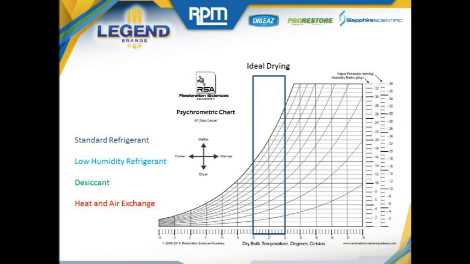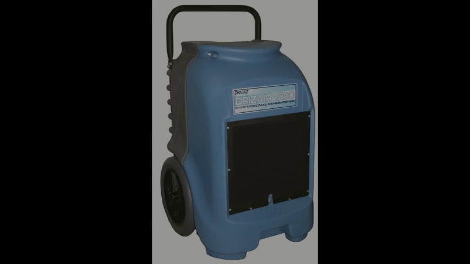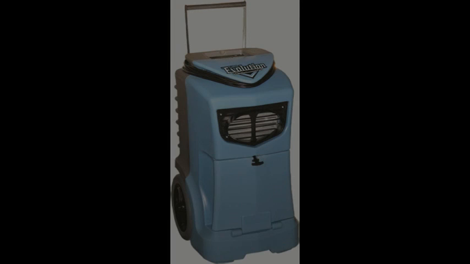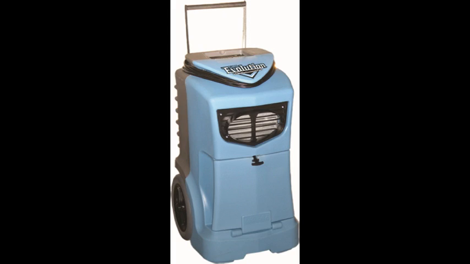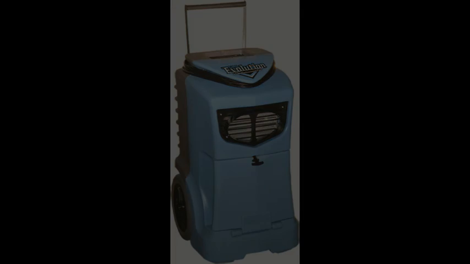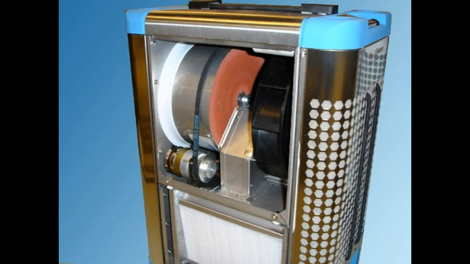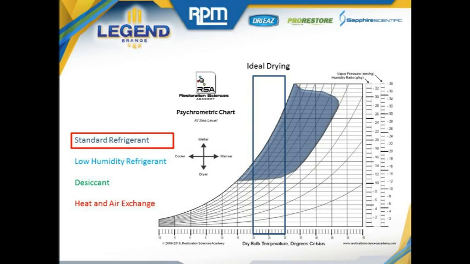The predominant drying technologies in the restoration industry are the standard refrigerant dehumidifier, the low humidity refrigerant dehumidifier, sometimes called an LGR, desiccant dehumidification, and heat and air exchange. Overlaid onto this psychrometric chart, we see within the ideal drying range the area of maximum performance for each technology, beginning with the standard refrigerant. We'll note that the standard refrigerant dehumidifier performs best in exceptionally high humidities and in warm and/or hot conditions.